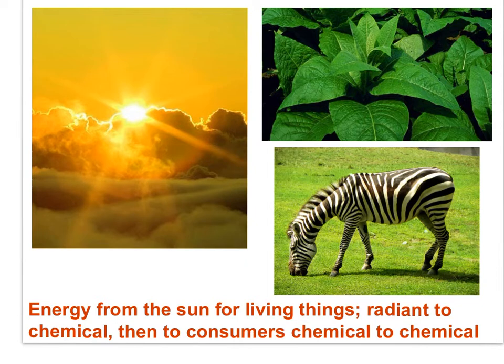The energy source for almost all living things begins with solar energy. Energy from the sun is absorbed by organisms that photosynthesize in a transformation of energy, solar radiant energy to chemical energy. Consumers then feed on each other as energy is moved through the food chain, transformed from chemical energy to chemical energy from one trophic level to another.